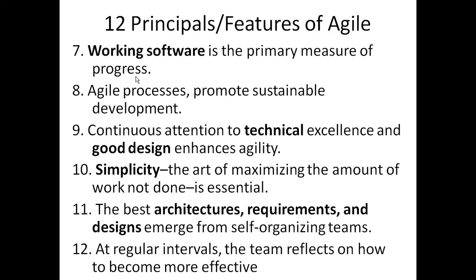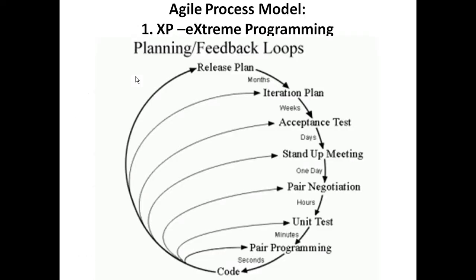At regular intervals, the team reflects on how to become more effective. That is, to learn new upcoming strategies and implement them in the development process or software. So the first model in the agile process models is XP, that is extreme programming, which includes the coding part. And after coding, if we have some drawbacks or feedback from the user, then the steps are as follows: release plan. If the plan is released, then within the months, the second iteration plan should get started and it should be completed within the weeks.